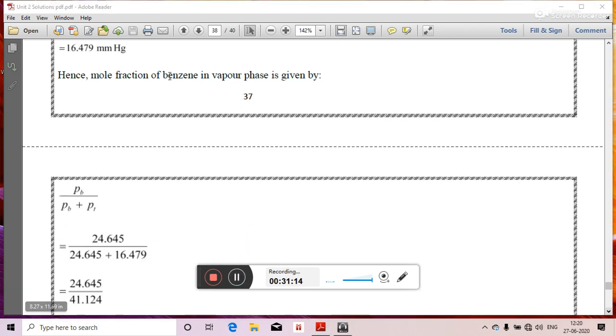Hence, mole fraction of benzene in vapor phase is given by Pb upon Pb plus Pt. That is mole fraction of benzene equal to partial pressure of benzene divided by total pressure, that is partial pressure of benzene plus partial pressure of toluene. So that is equal to 24.645 divided by 24.645 plus 16.479. So equal to 24.645 divided by 41.124.